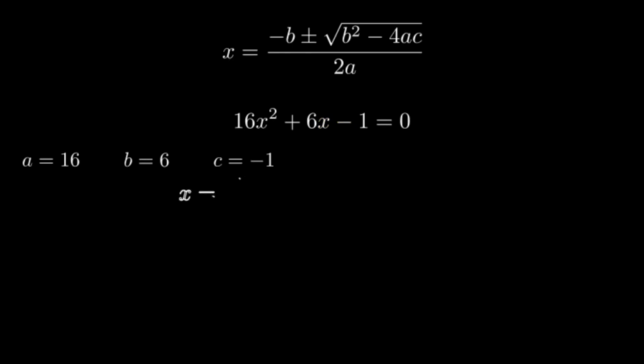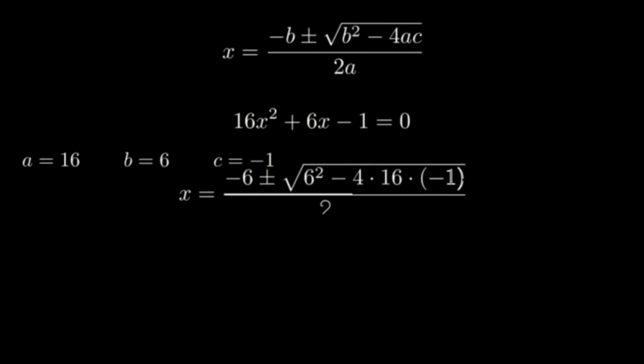Now we can substitute these values into the quadratic formula. We replace b with 6, a with 16, and c with negative 1. This gives us x equals negative 6 plus or minus the square root of 6 squared minus 4 times 16 times negative 1, all divided by 2 times 16.